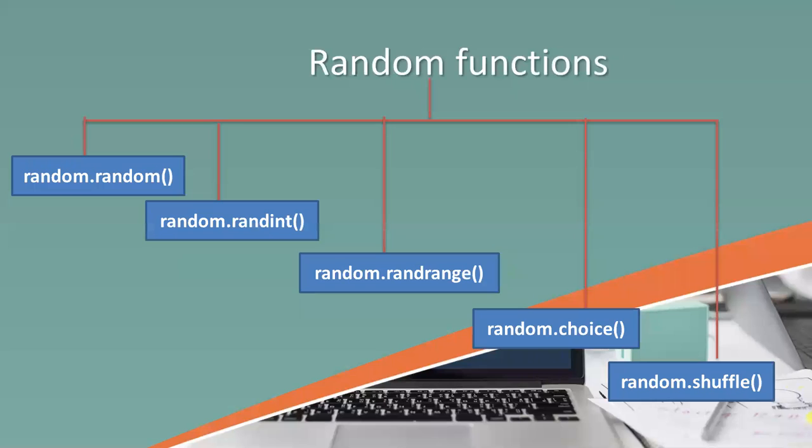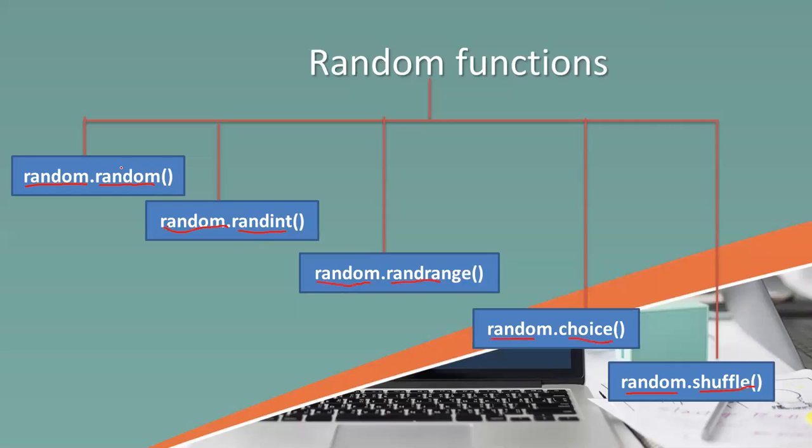The first function is random.random, where the first random is the name of the module, and this is the name of the function. Again, in the second function also, this is the name of the module, and this is the name of the function. In the third also, the name of the module and the name of the function is randrange. The fourth function that we will read is the choice function, and the fifth function that we will read is the shuffle function. So let us see these one by one.